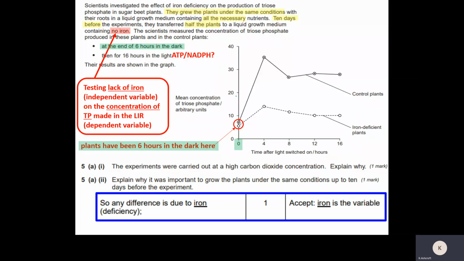So the two different sets of plants were grown in the same liquid culture, but then 10 days prior to the start of the experiment, we switched half of them to the liquid culture with no iron. So this is going to be our independent variable. It allows us to look at the effect of the absence of iron on the mean production of triose phosphate.